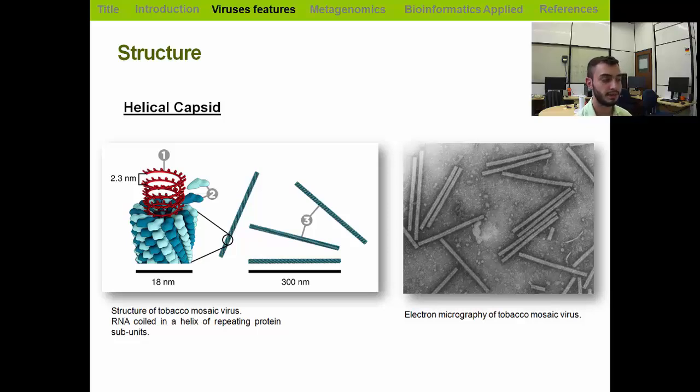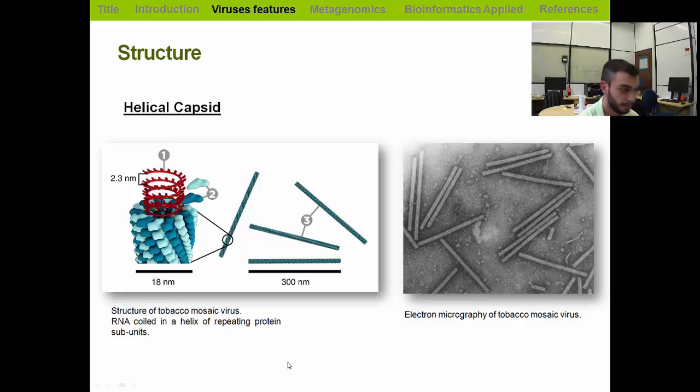The helical capsid is this one. This is exemplified here by the Mosaic tobacco virus. It was the first one to be discovered and crystallized. This is an electron micrograph of this virus, and you can see here that it's kind of a spicule of 300 nanometers.